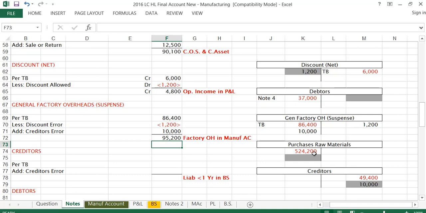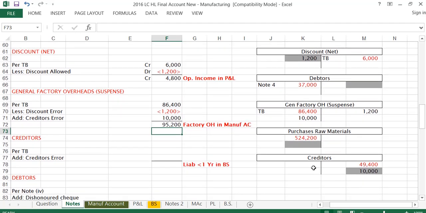Purchases of raw materials, I don't need to do a note on because it was entered correctly there. It was the creditor's account that was incorrect. I need to do a note on creditors. So from the trial balance, creditors is 49,400. And the 10,000 is also a credit entry, so that's going to increase the 49,400 to 59,400. And creditors will go in the balance sheet as liabilities due within 1 year.